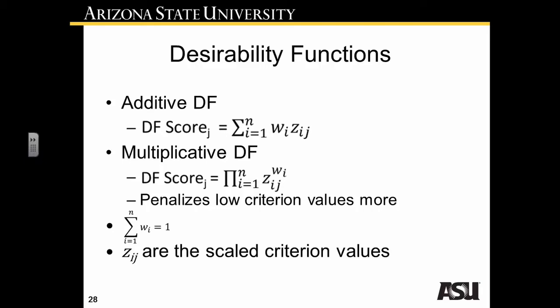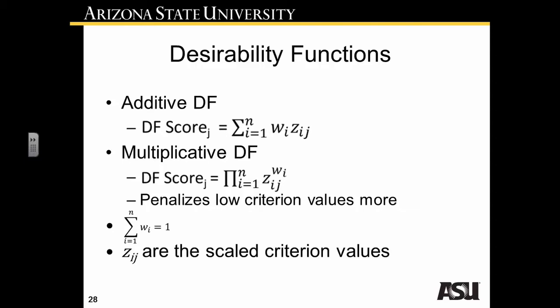Which desirability function should you use? It depends on your objectives. So for example, a multiplicative desirability function tends to penalize low criterion values more than the additive desirability function. So if you want to avoid scenarios where you have one poor value for one criterion for one particular solution, but another criterion has a very high value, the multiplicative desirability function is going to tend to penalize that solution more because of the very low value in the one criterion. The additive desirability function, on the other hand, is less forgiving.